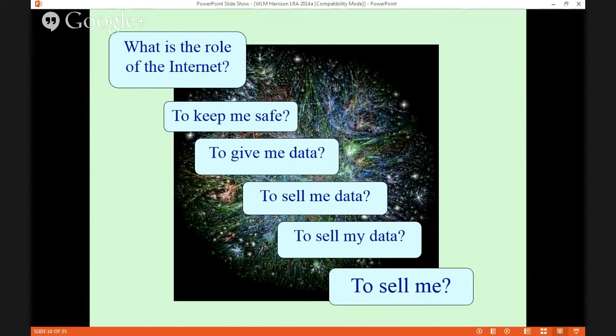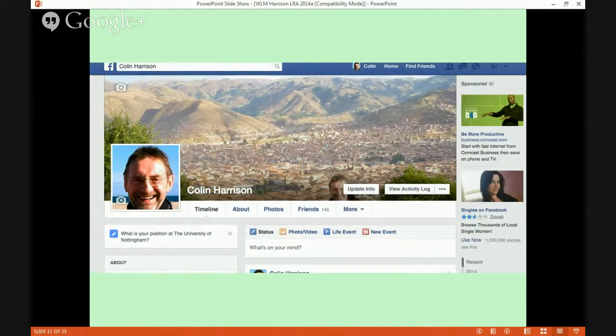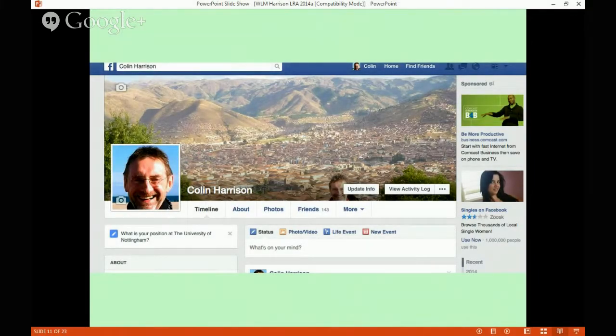I used to think the job of television was to entertain. That's what the BBC says it's attempting to do, to entertain and to educate. But people in television have said that's a very naive view. The job of television is to sell audiences. And in that respect, we are the commodity. And so in saying, what is it to understand the internet, we need to ask ourselves those questions. I'm showing you a picture of part of my Facebook page.